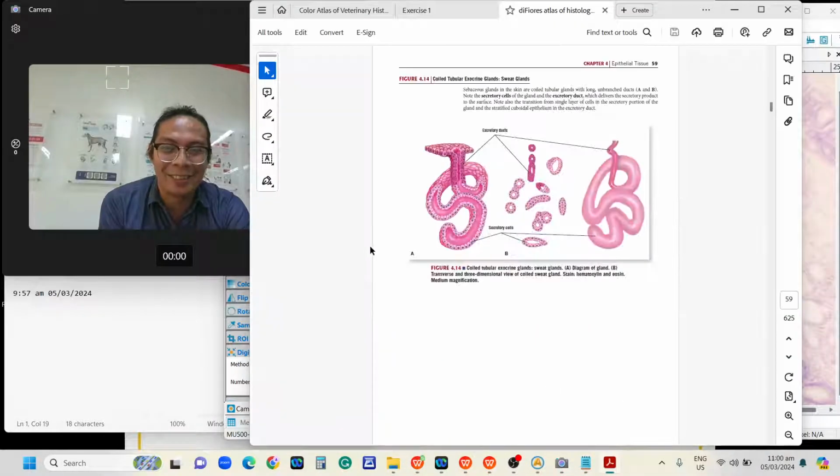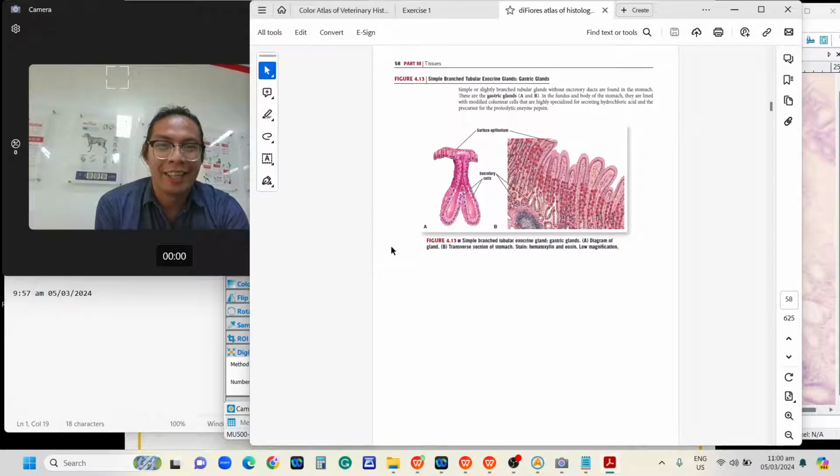Tingnan natin yung drawing ni De Fiore. So this again, this is a simple branch tubular exocrine gland. Ang ginamit niya ay section ng stomach. Okay?